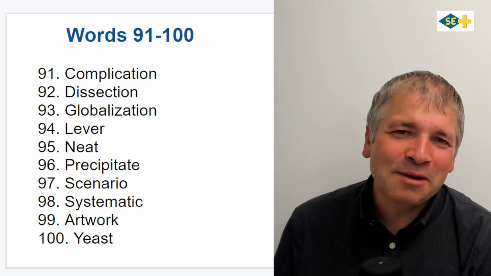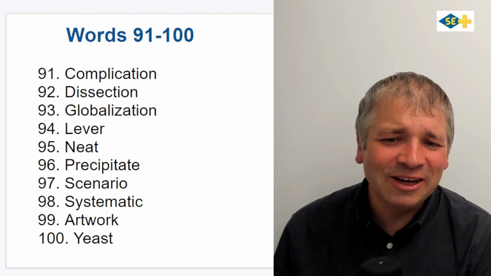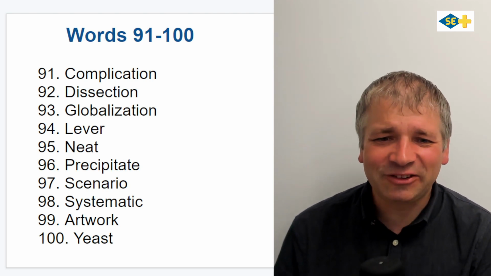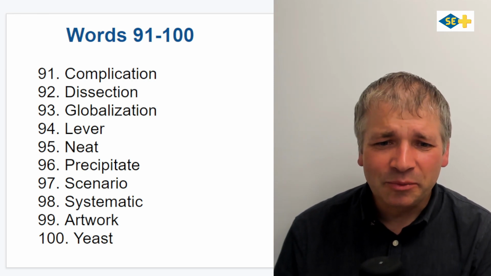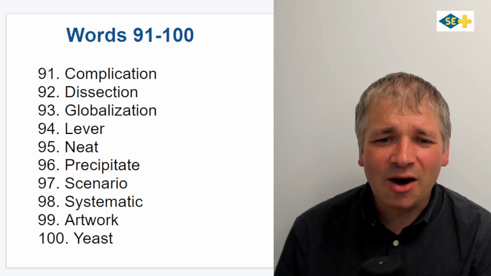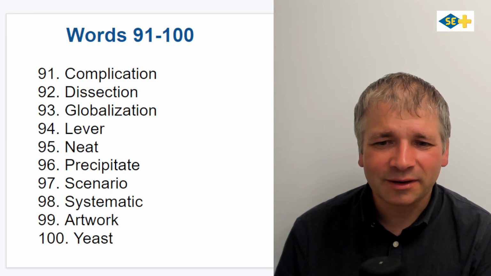Let's go through words 91 to 100 again. Complication, dissection, globalization, lever, neat, precipitate, scenario, systematic, artwork, yeast.